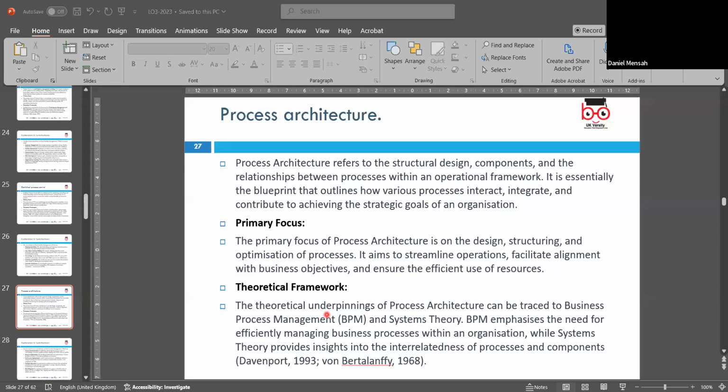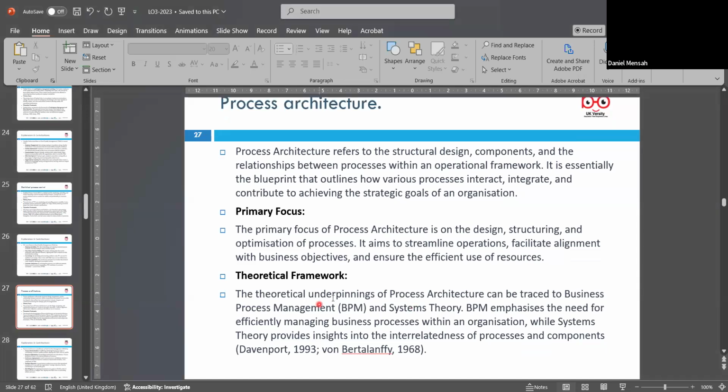If we talk about its theoretical inspiration, it is grounded in business process management theory and also in system theory. There are two theories. So it is grounded in system theory and in business process management. Let me quickly explain these parts.